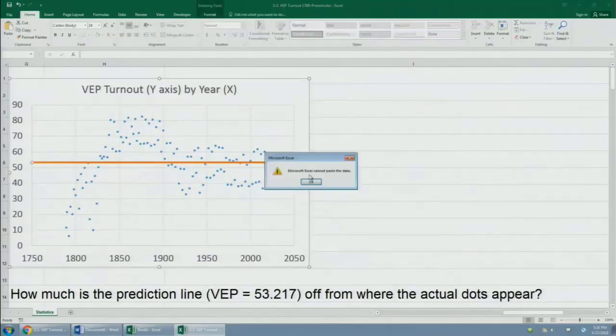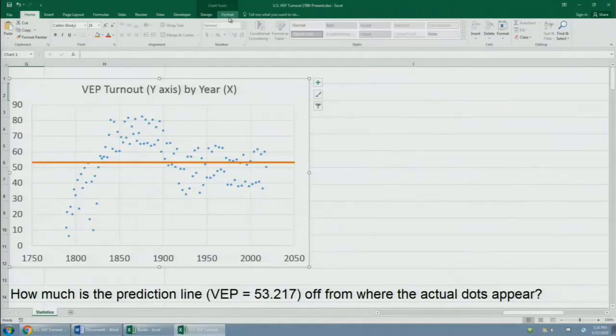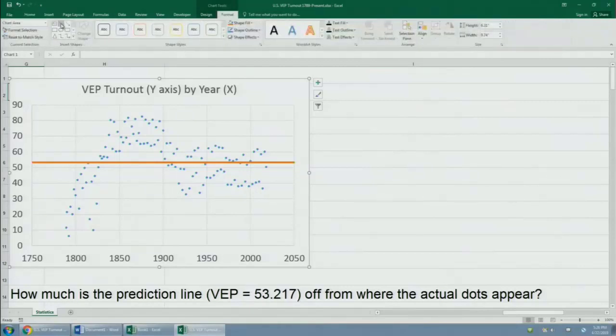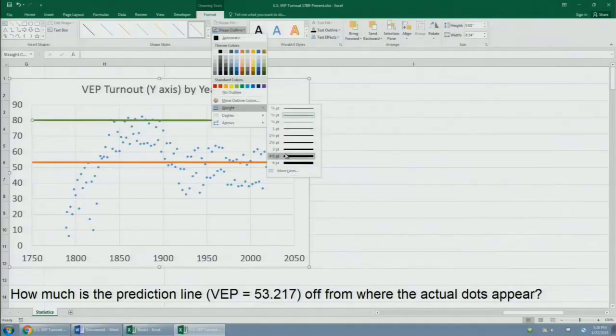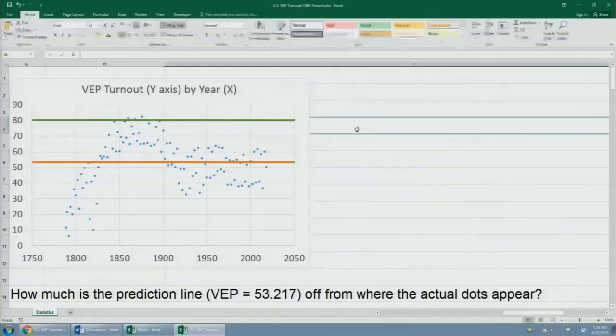Let's create another line. Can't I do that? Okay, I'll put another line in here. Let's come up with a different prediction. Let's predict that voter turnout is 80. And let's make that nice and green, and let's make it big and thick. So why don't we just predict that value?